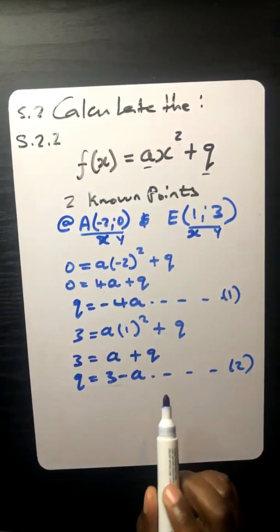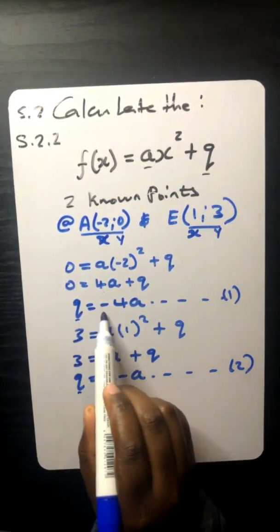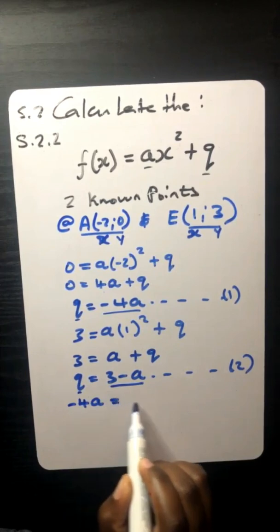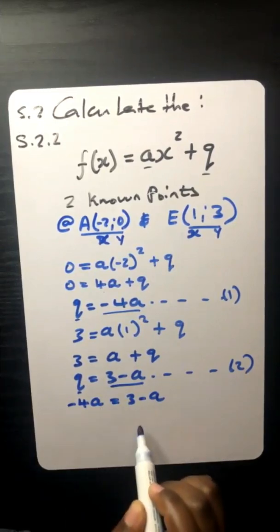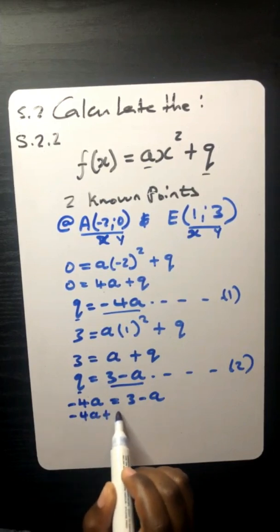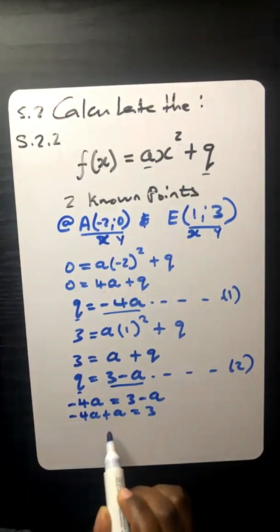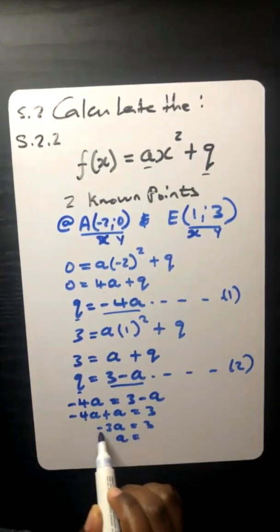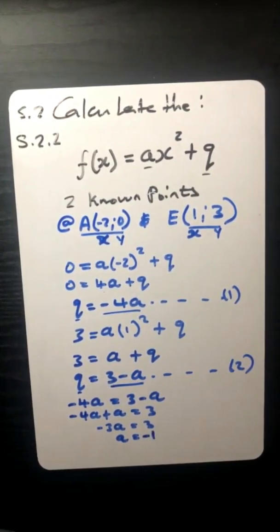Now, obviously, when we solve simultaneous equations, because we have q, we can equate this and that, which means negative 4a can be equated to 3 minus a. Then we just solve for a, guys. If we take it to the other side, we have negative 4a plus a being equal to 3. Negative 4 plus 1 is negative 3, so negative 3a equals 3. Then a is divided by that, and we have negative 1. So a value is negative 1.